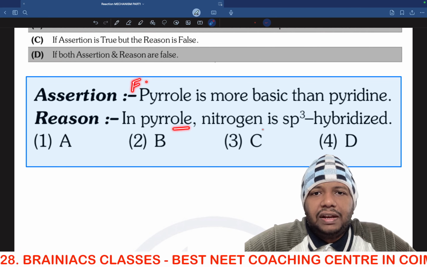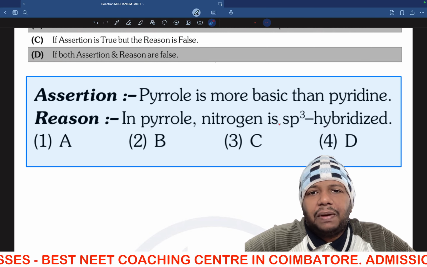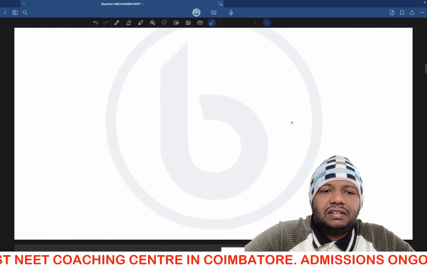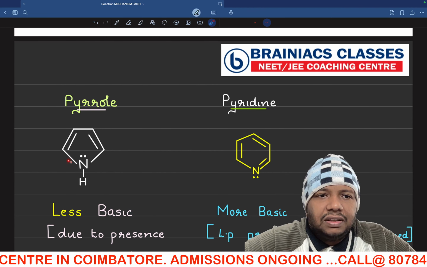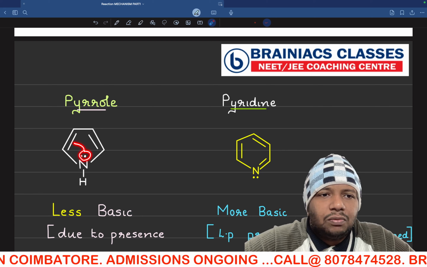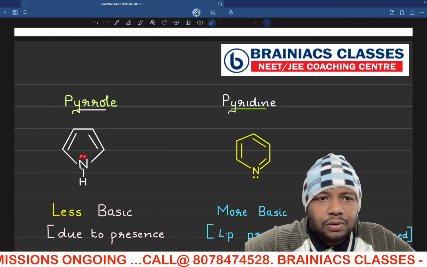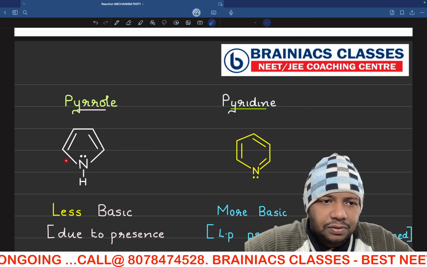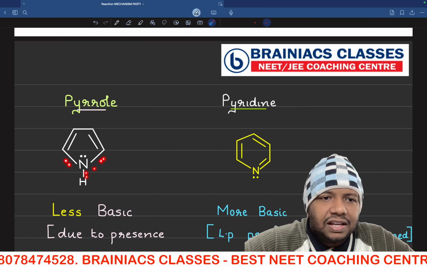In pyrrole, the nitrogen atom is sp3 hybridized. So if you see the pyrrole, this is the structure and this lone pair is involved in resonance. So it is not available every time. If it is available only, we need to consider that for hybridization. Otherwise, you can see 2, 4 and 6. Only these 3 pairs are available.